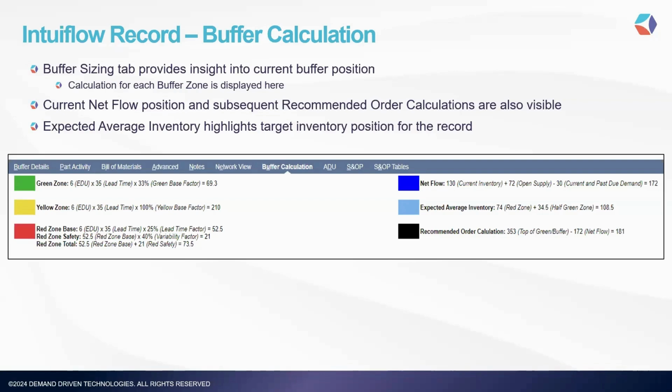So if your net flow is in the yellow or red, it will basically show you that calculation to get your net flow back up to the top of green. So this tab is really helpful when we're going through data validation and modeling exercises to make sure that the correct transactions are being captured. And from a modeling perspective, this is really helpful. If you're looking at a key item, a high running item, you can look at the expected average inventory as a quick check to make sure that the system is recommending logical target inventory amounts.